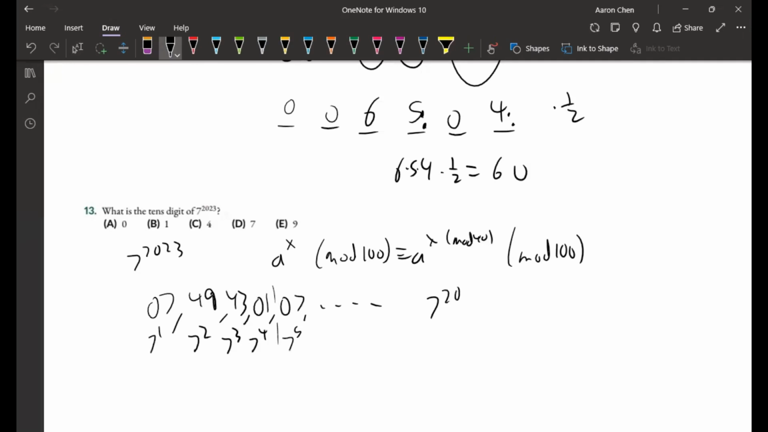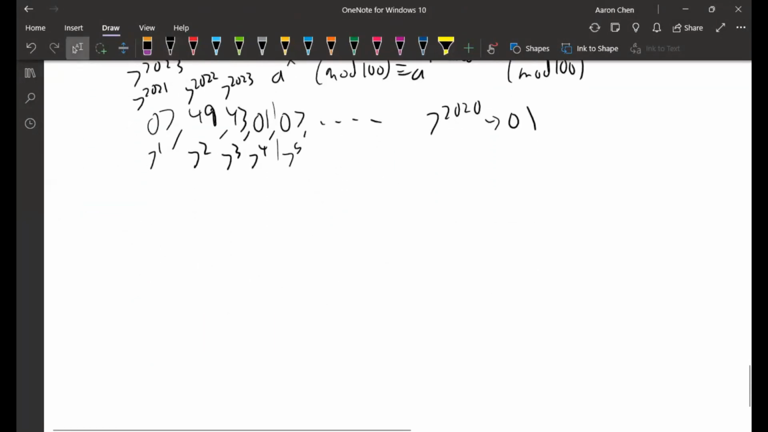So 7 to the power 2022 goes to 01. And after that, you can start counting. So this is 7 to the 2021, 7 to the 2022, and then 7 to the 2023. And so the answer is 4, D.